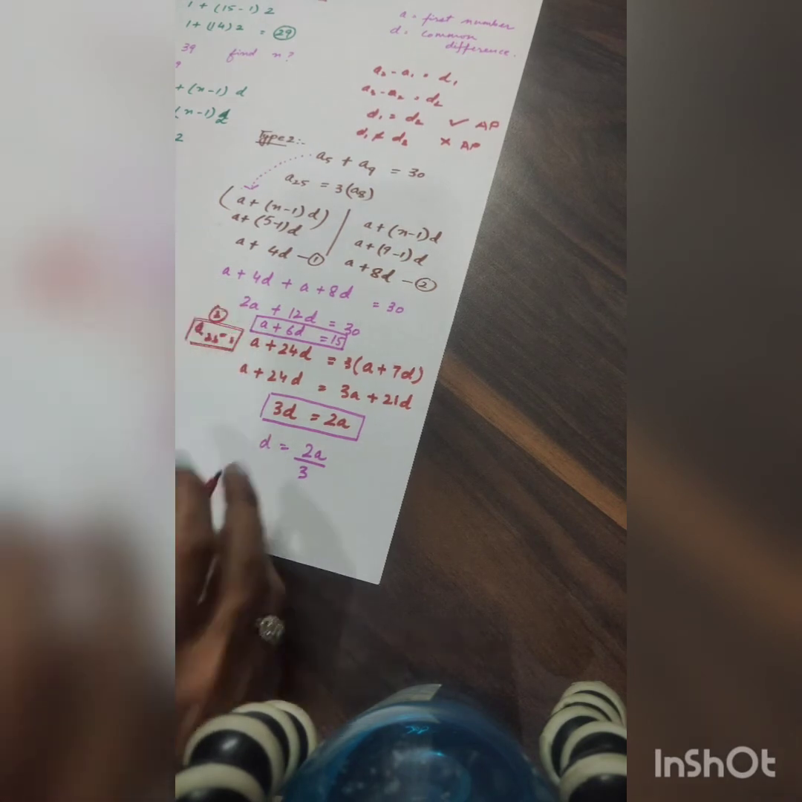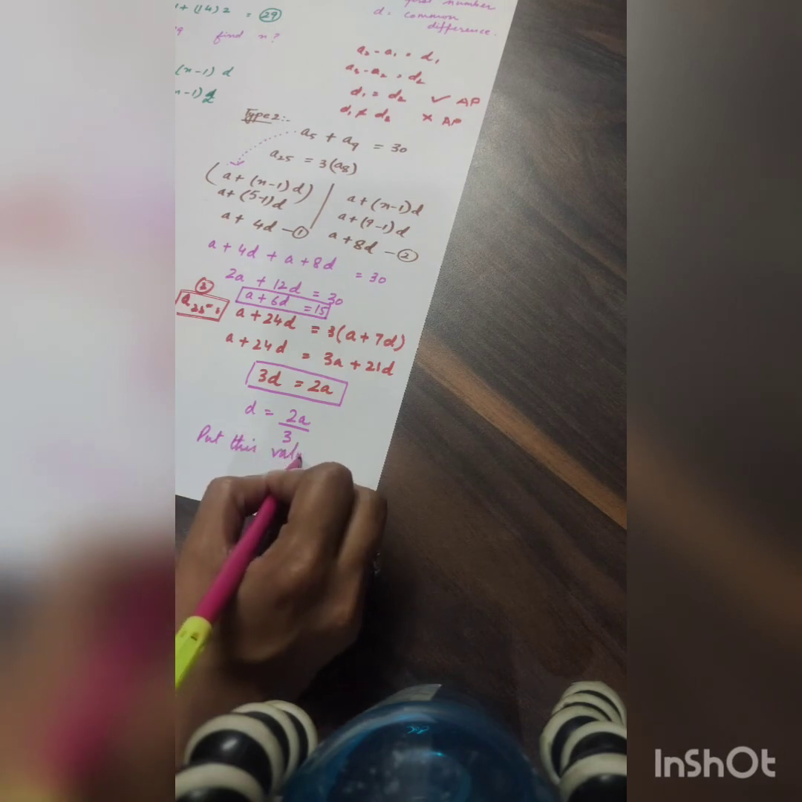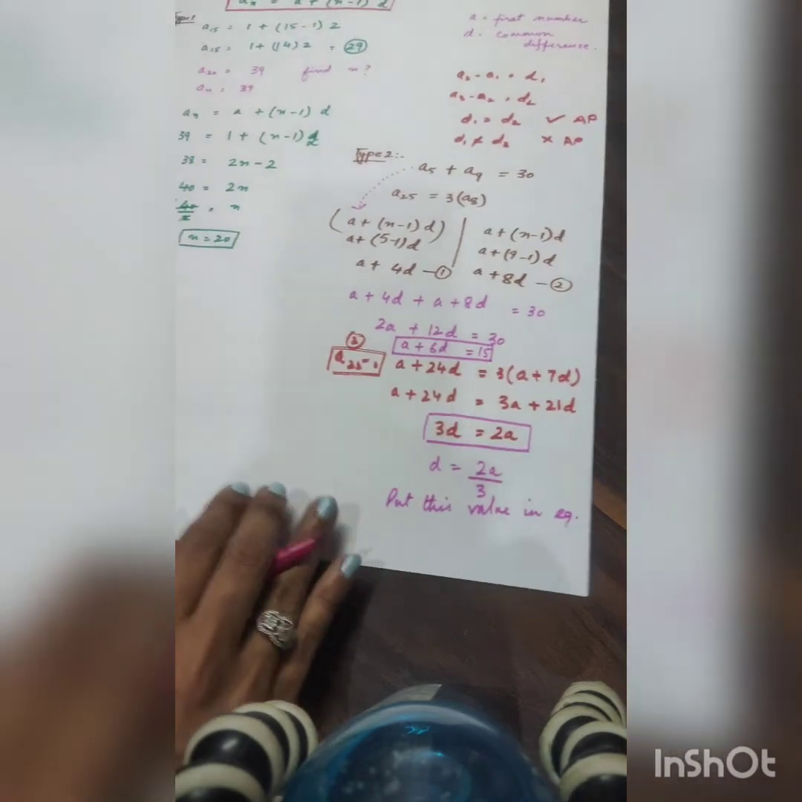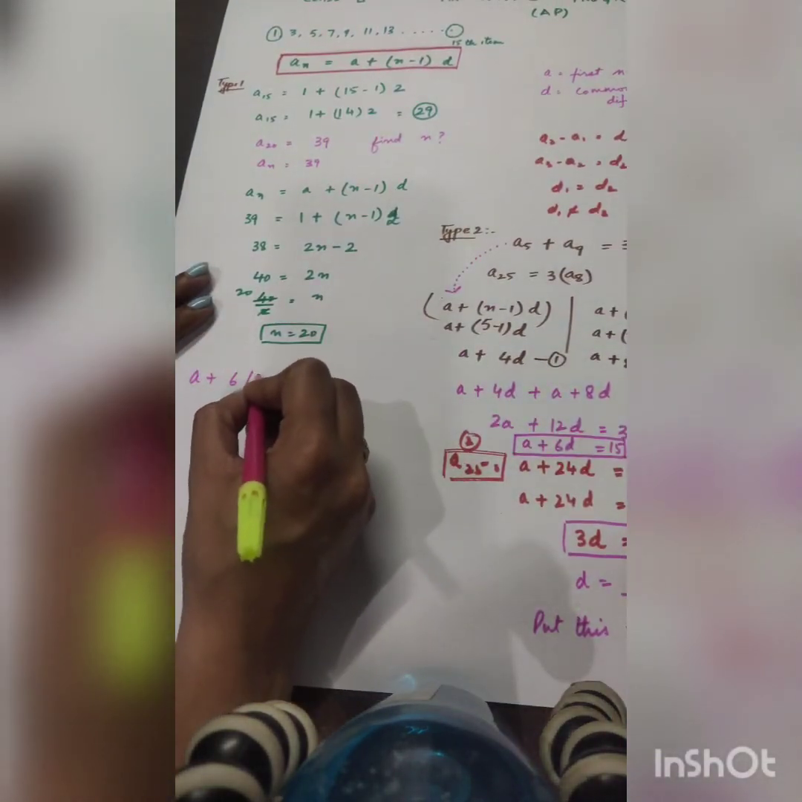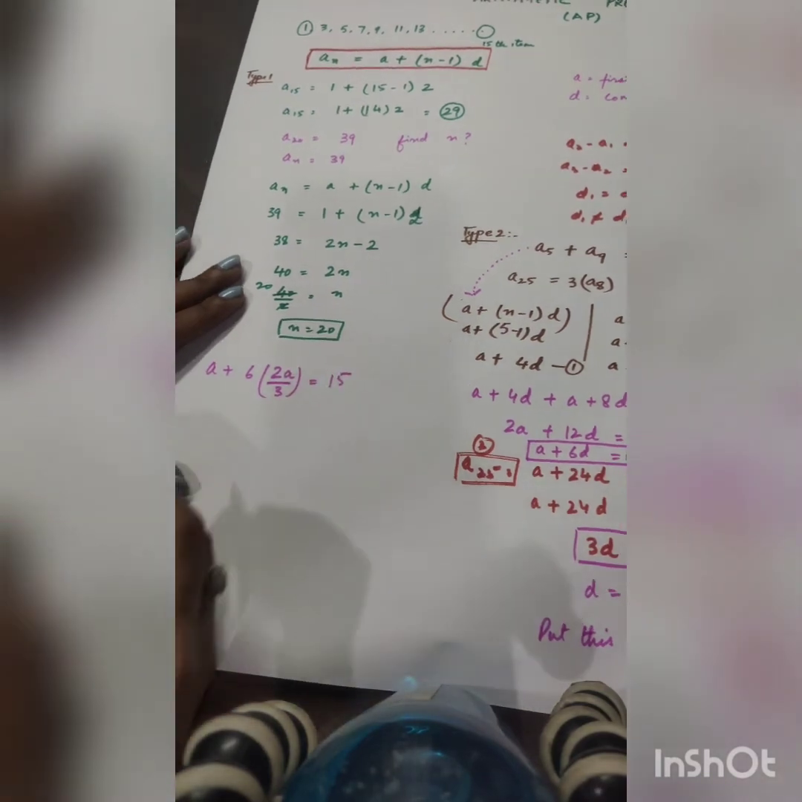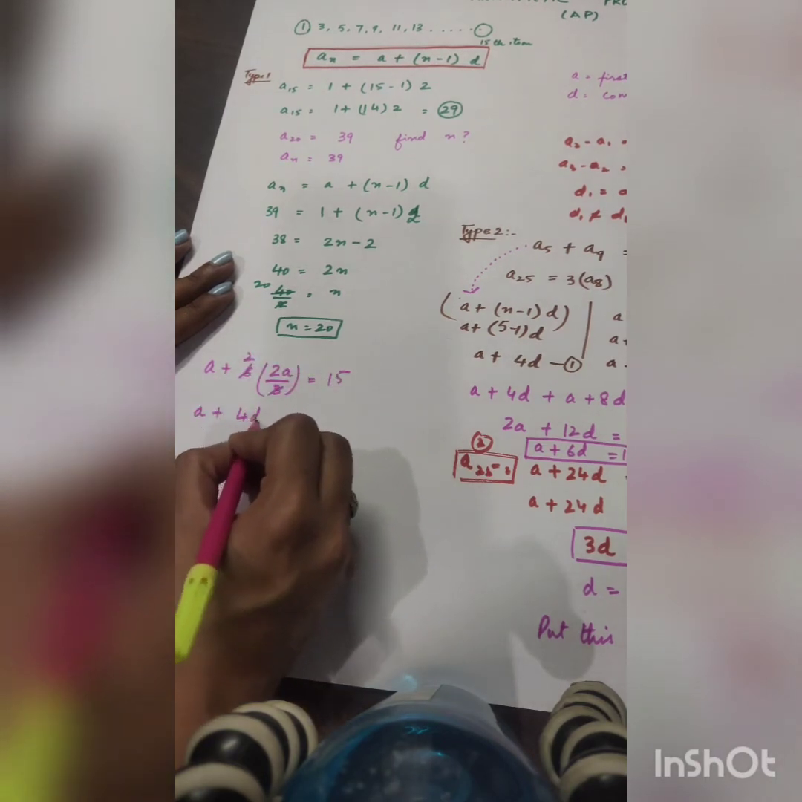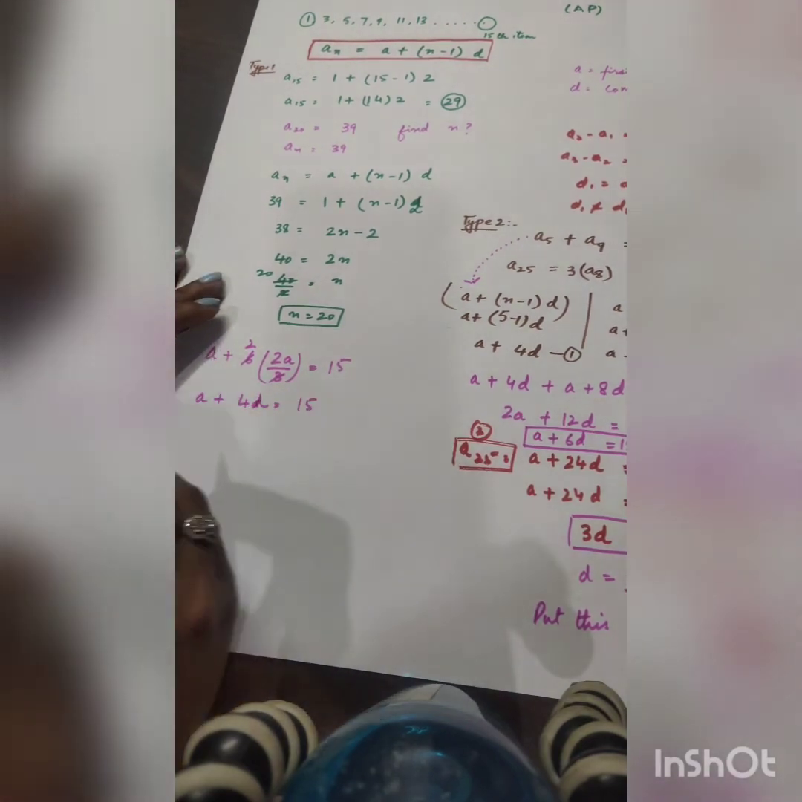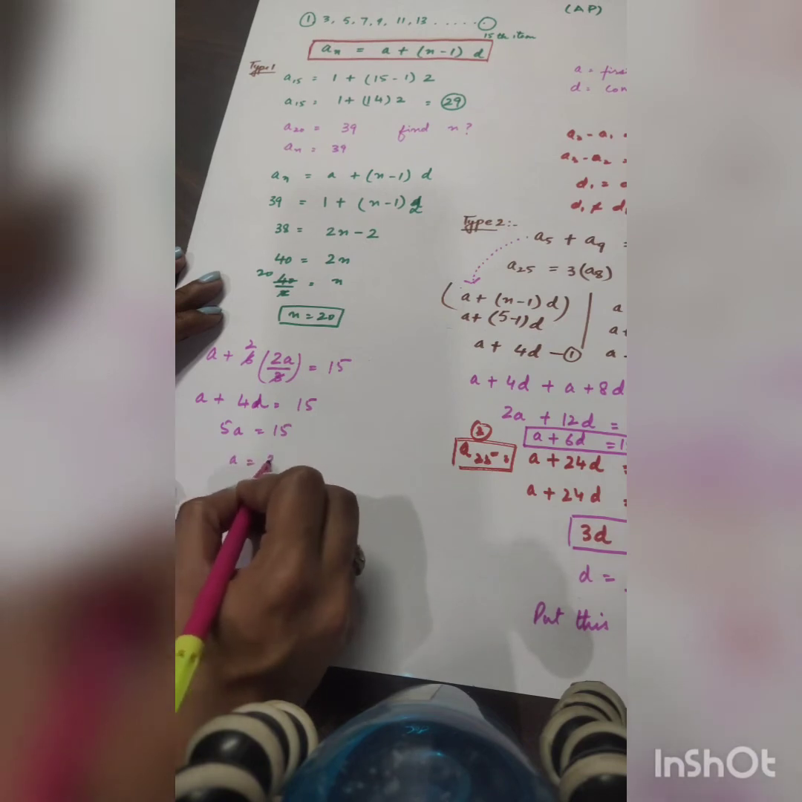Now just put this value in the equation above, right? That is A plus 6D, which I already had. Now A plus 6 and the D value I will be putting is 2A upon 3, and it will be equal to 15. Now I'll just solve it out. 3 2s are 6, so A plus 4A. Sorry, A plus 4A, so 5A is equal to 15. So therefore A is equal to 3.